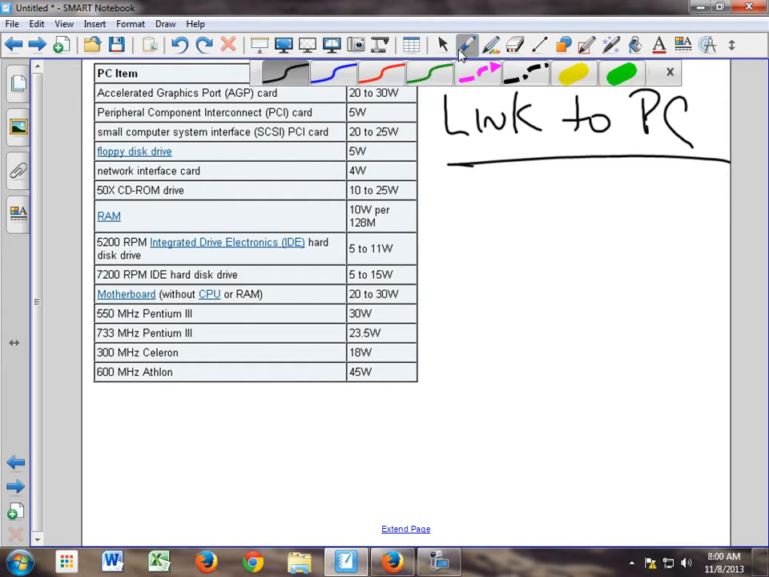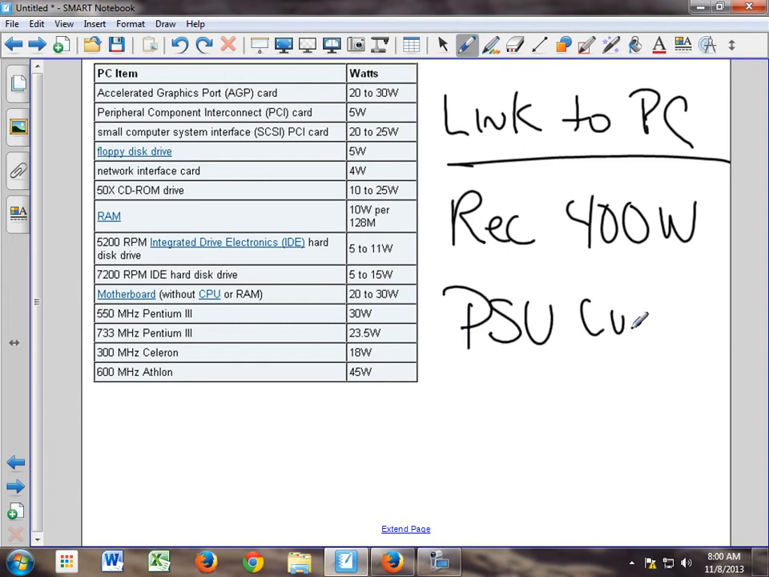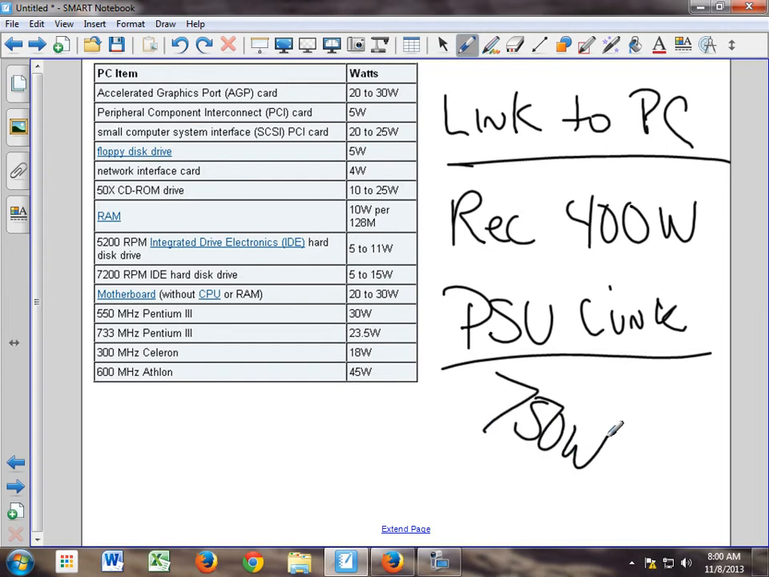So when you do your math and you come up with a recommended 400 watts, and I give you a power supply link, which I will, and I say, does this meet your recommended power supply? As long as it's 400 or more, the answer is yes. If I give you a link to something that's 750 watts and I say, does this meet your recommended power supply? It's yes. It doesn't have to be that number; it has to be that number or more to meet that.